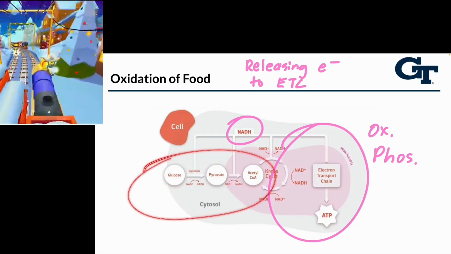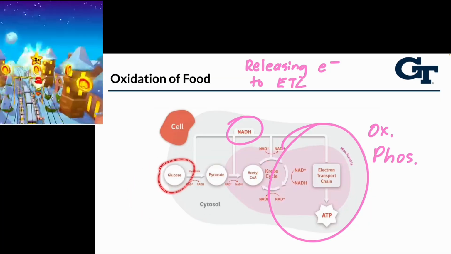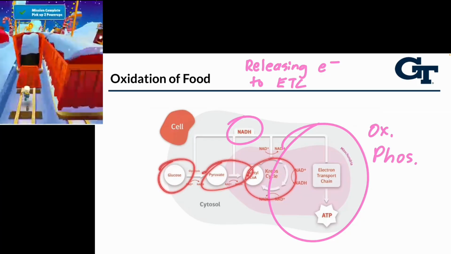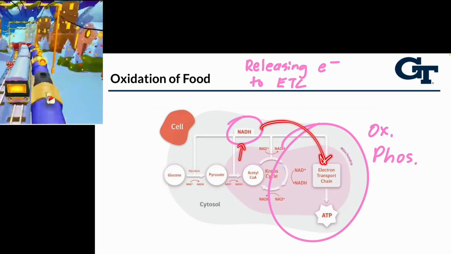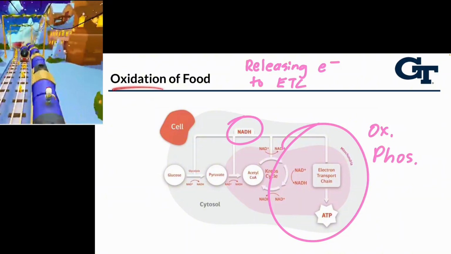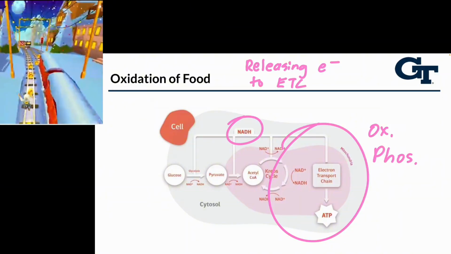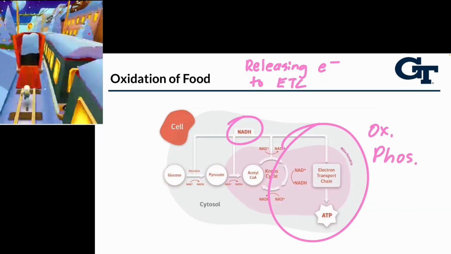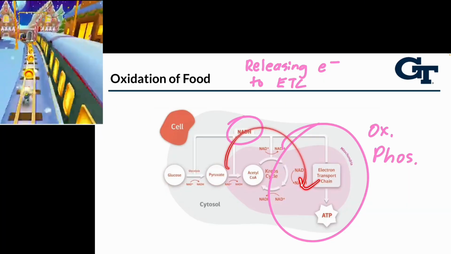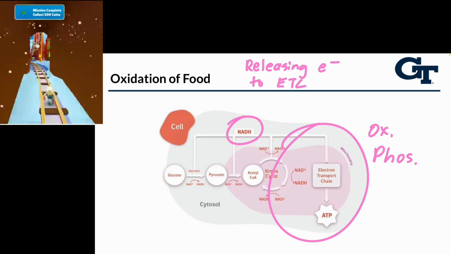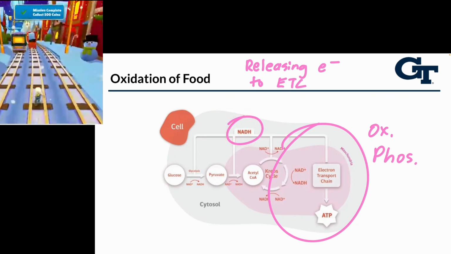So our 3 metabolic processes, which you can see here, glycolysis, pyruvate oxidation, and the citric acid cycle, are all releasing NADH to be carried to the electron transport chain. So we're oxidizing food to release those electrons. Remember, oxidation is loss of electrons. So all those electrons are going to be carried to the ETC via NADH, and that's how we're generating the majority of our ATP.